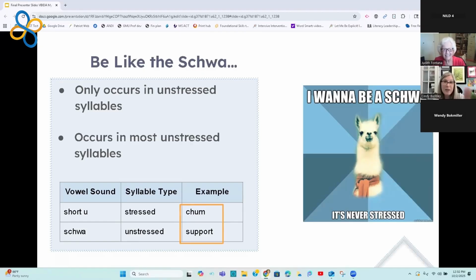Now, does it matter if you know the difference? Well, here's a little bit of good news. No, probably not, because it's not going to affect your decoding or your spelling. It's still the letter U, so that's probably not going to throw kids off.